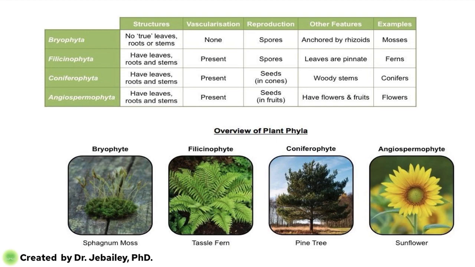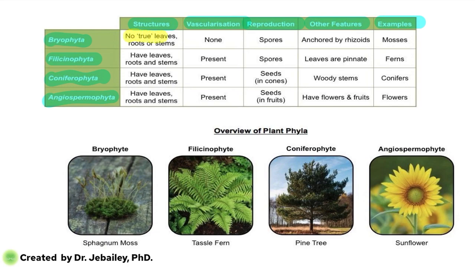Okay, so the most important thing is looking at their structure, their vascularization. That means, do they have xylem and phloem? What is the kind of way they reproduce? Other features and examples. You need to know all of these. So we have here the 4 types of phyla. Now, looking at all of these, then we look at the structures.